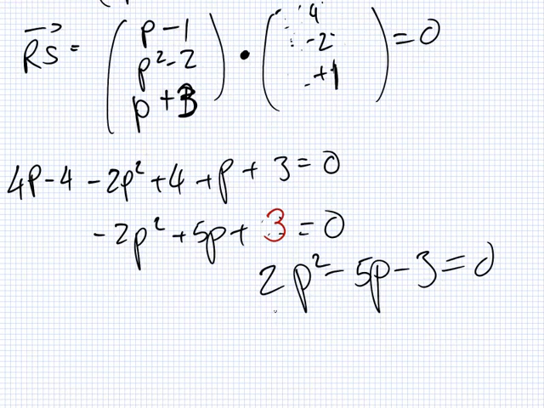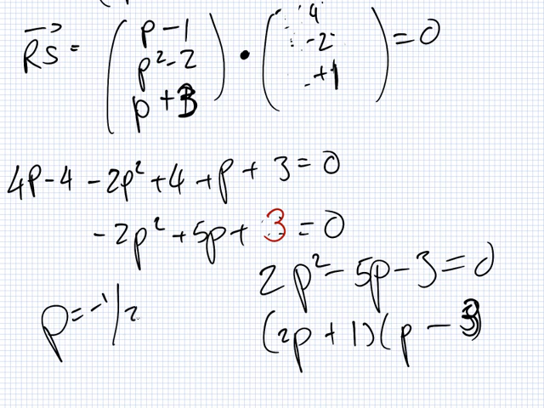Let's factorize it. 2p, p, 3, 2. You won't get one. That's 1 minus 3. And this is a 3 here. So this is minus and a plus. So p is minus a half and p is 3. Now I have my 5 marks.